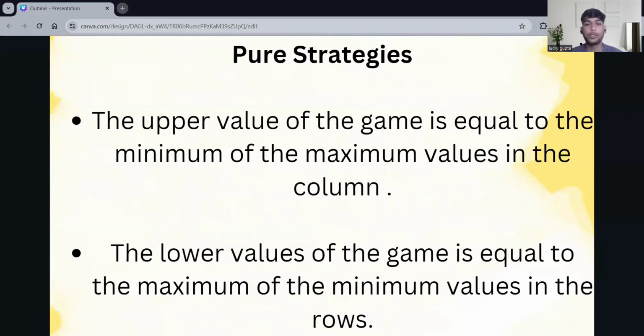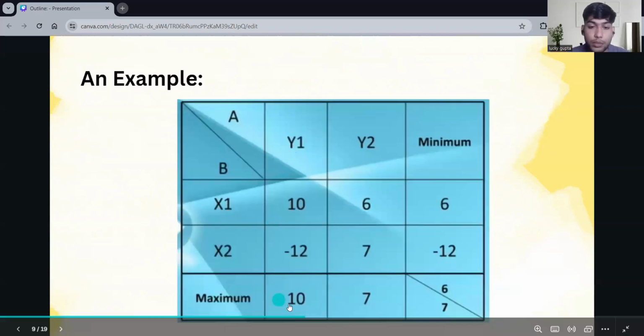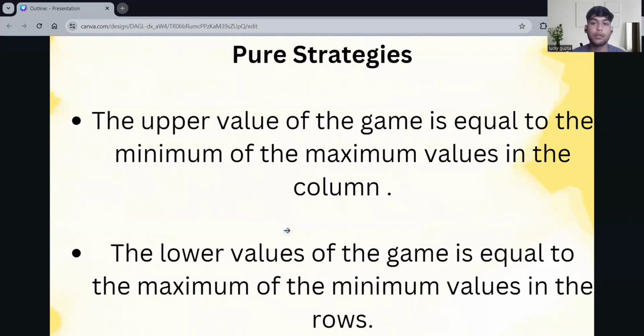Okay, so what are pure strategies? In a pure strategy, the upper value of the game is the minimum of the maximum values of the columns. We will discuss in the next slide what is meant by the upper value. Suppose you have this column, and the minimum value in this column is minus 12, then that becomes the upper value of the game.